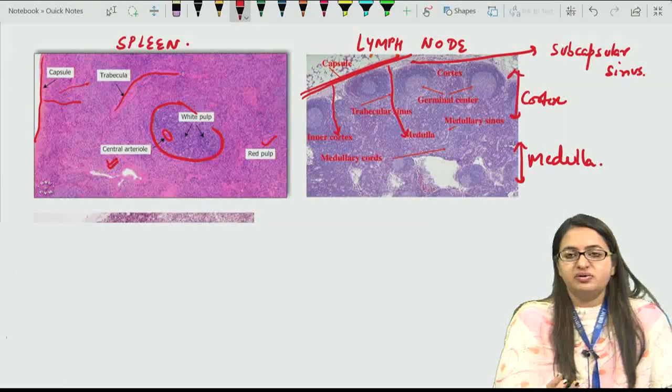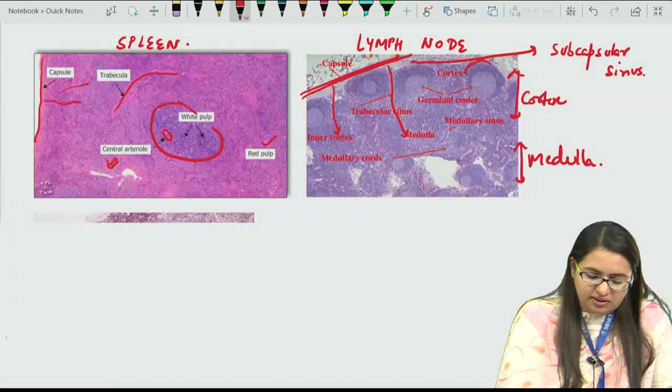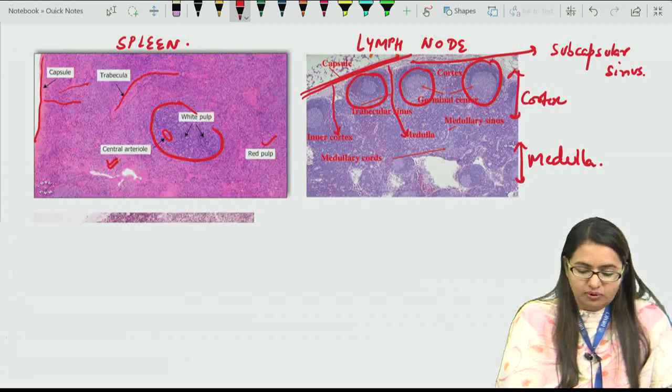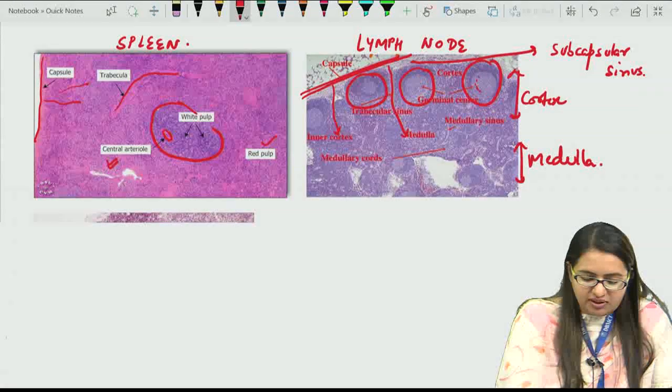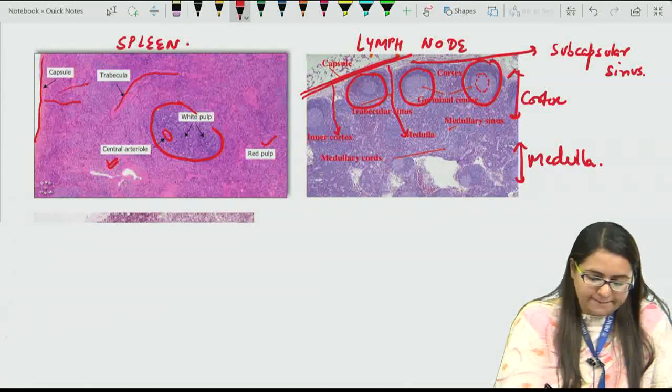In the medulla region we have the sinusoids and the medullary cords of cells. Towards the cortex we have the lymphoid nodules, which appear like this. If you see the lymphoid nodules over here, which are aggregates of lymphocytes, towards the center we have a pale staining area, and this is the germinal center.